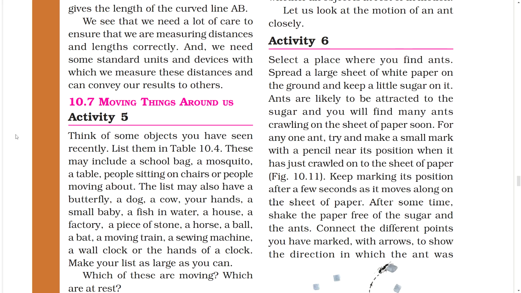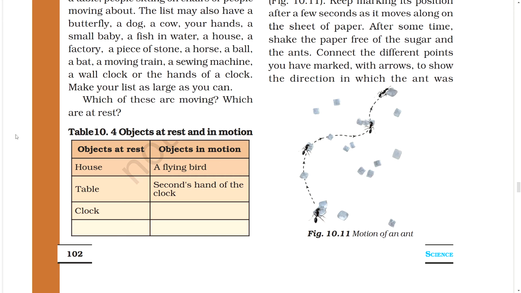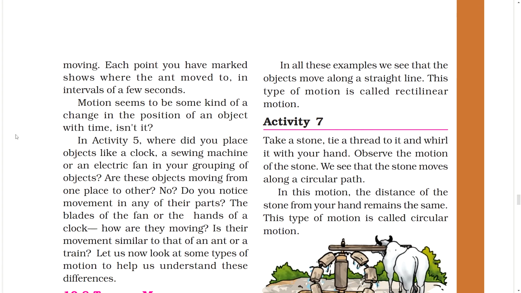Keep marking its position after a few seconds as it moves along on the sheet of paper. After some time, shake the paper free of the sugar and the ants. Connect the different points you have marked with arrows to show the direction in which the ant was moving. Figure: motion of an ant. Each point you have marked shows where the ant moved to.